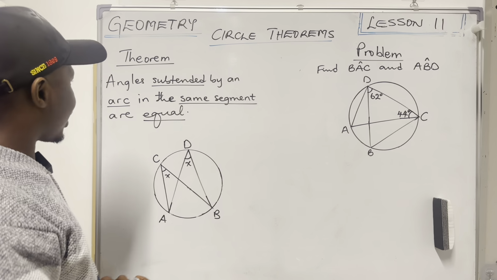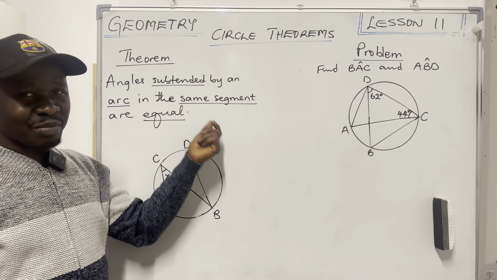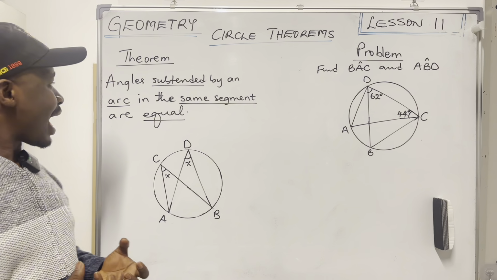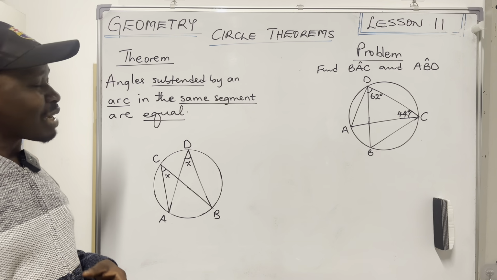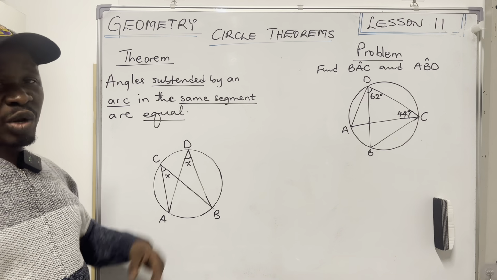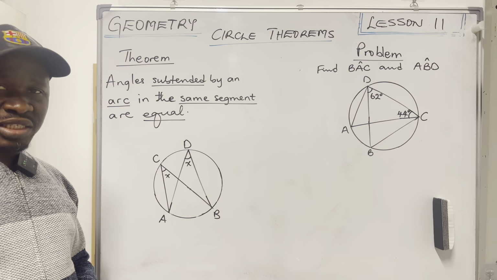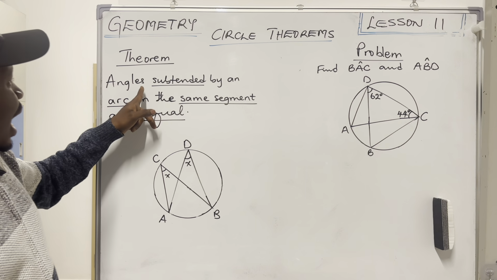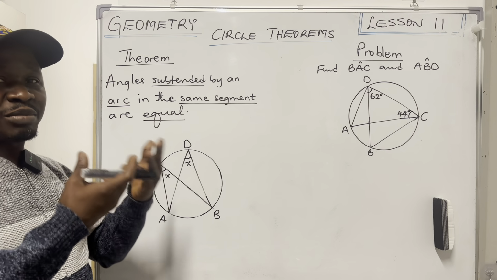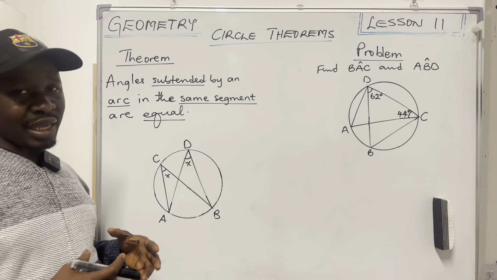Okay. So when we talk about angles subtended by an arc, angles subtended by an arc in the same segment are always equal. You need to understand what is meant by the word subtended. I explained that one in lesson 10, and I advise you to visit lesson 10. Angles subtended by an arc in the same segment. What is a segment? These angles are equal.